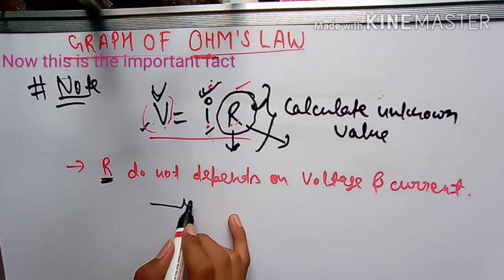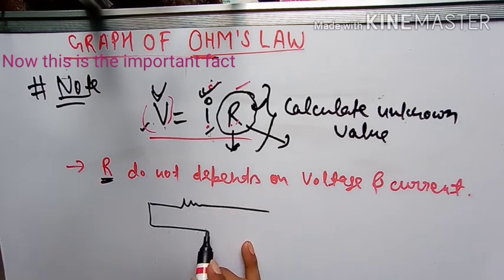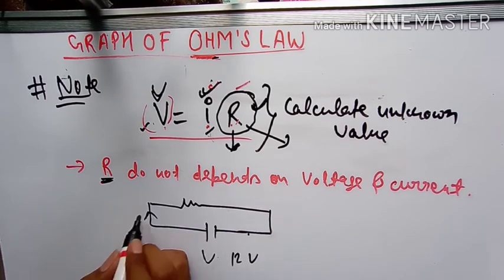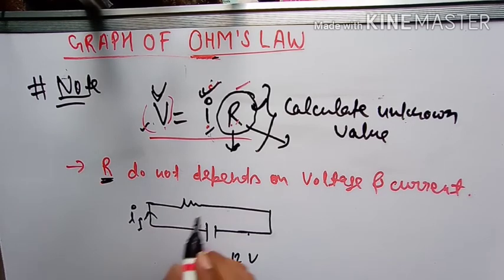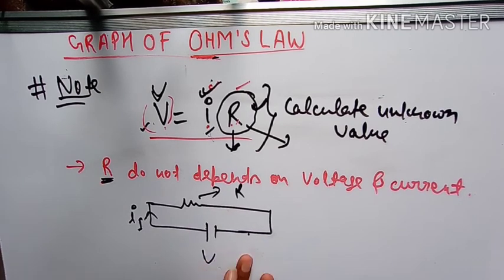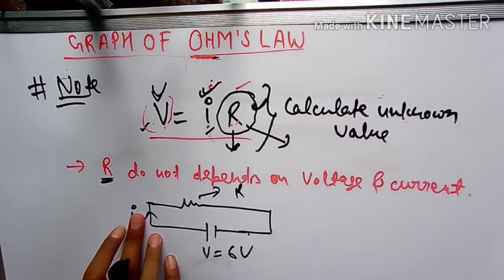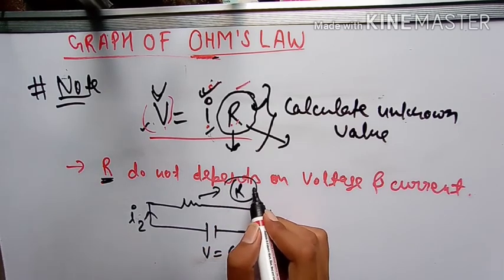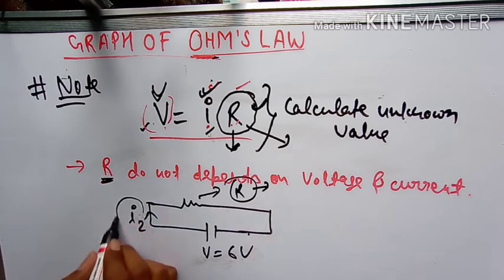So let me show you by using a circuit. Okay, suppose you have applied a battery of 12 volt this time. So the 12 volt battery will make some current. Do you understand this? Suppose that current was I1 and we don't know the resistance. Resistance is R only. Now you have changed the battery. Now this time you are using V equal to 6 volt and current is I2. So will the resistance change? No, resistance will not change. Only the change will occur in current. Understand? Resistance will remain the same.